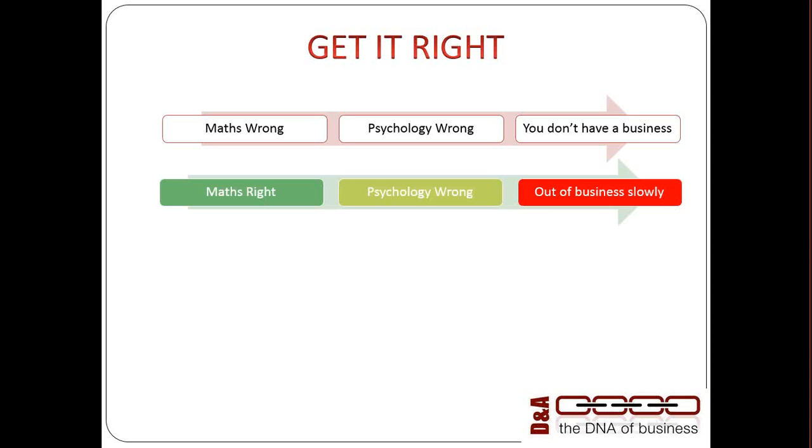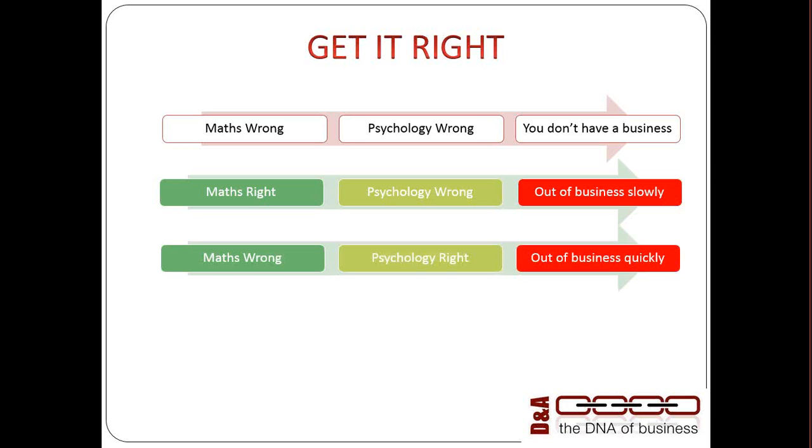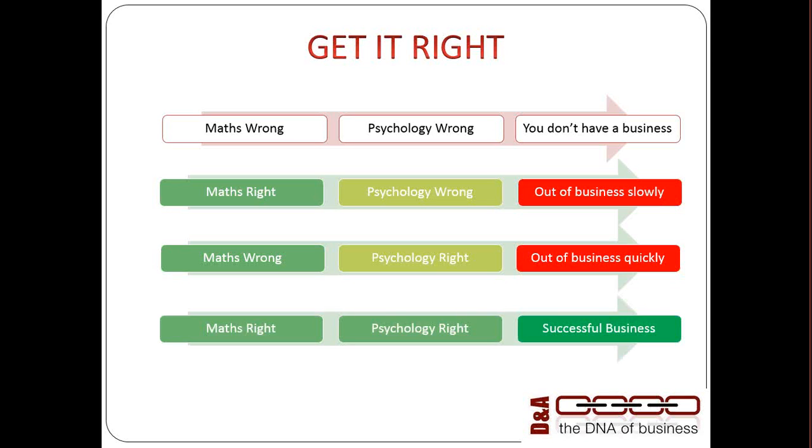So if we get one of them right, so let's say we get the maths right but the psychology wrong, then we go out of business slowly, because we know we're charging the right product, the right price, we're getting the right margin, but we're just not selling anything. And of course, if you get it the other way around, you get the maths wrong, so you're not making enough profit, but you get the psychology right, so you're selling lots, then you go out of business quickly. Neither of them are very good options. So of course, the thing to do is to try and get them both right.